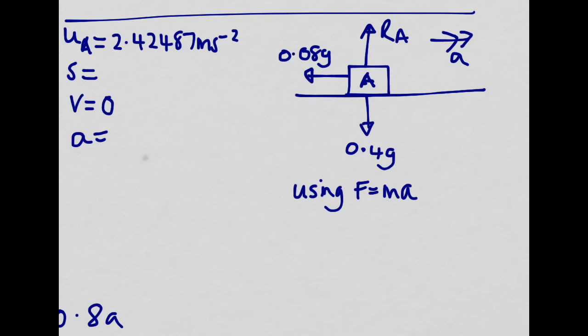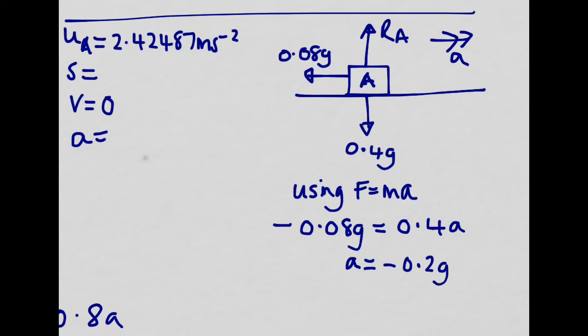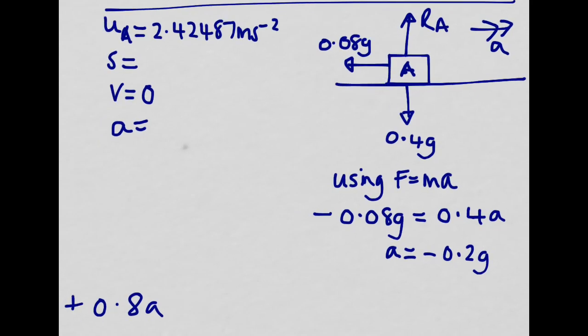So forces in the direction of motion, none. Forces in the opposite direction, there we go. And that equals my mass times my new acceleration, okay? Because the acceleration is now going to be deceleration. And if I type that into my calculator now, my answer is negative, because it's deceleration, 0.2g. So I've now found a value which I can put into there.